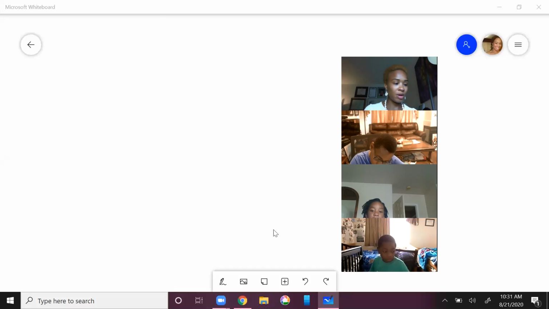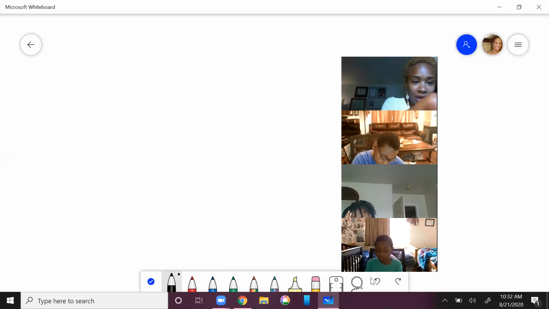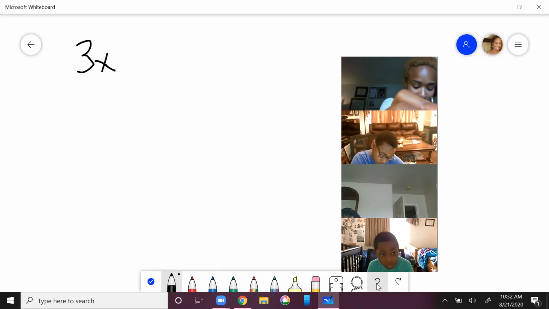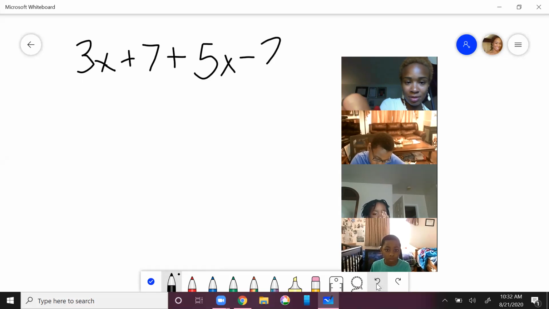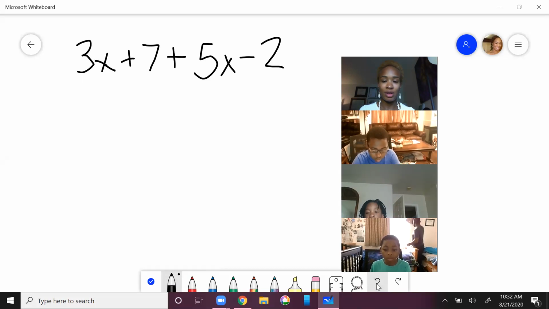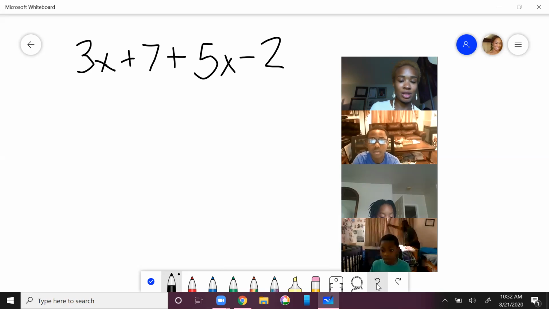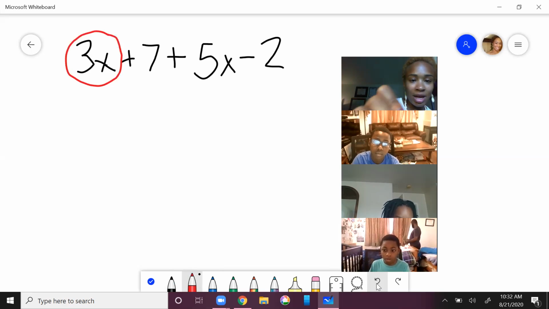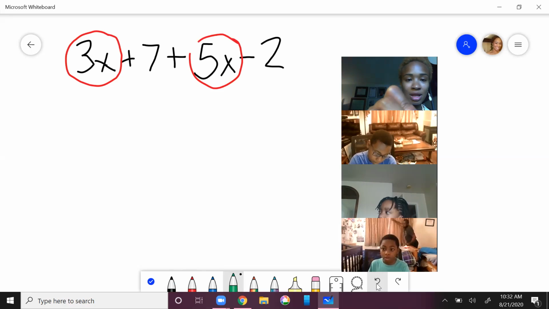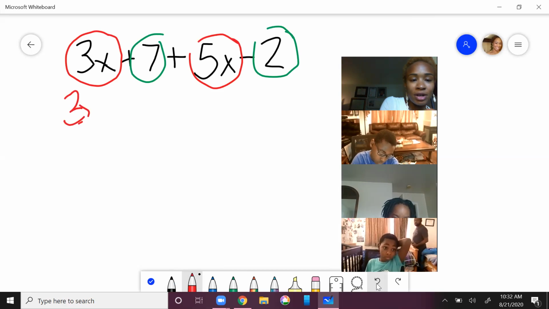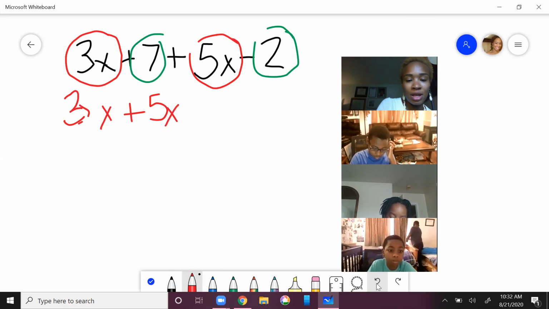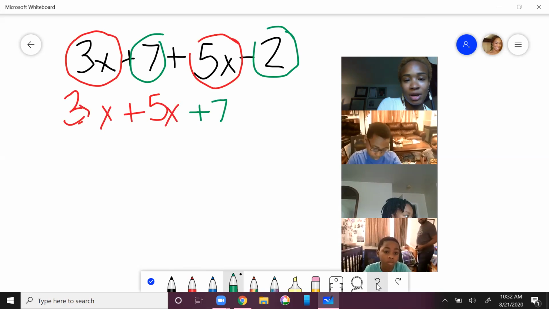Okay. So you all can see my whiteboard, right? So for that one, it's 3x plus 7 plus 5x minus 2. So everybody have that written down on your paper? You got it written down, good. Okay, so the different things here: this one has the x with it. Those two have the x with it. And then these don't have the x. So you really just rewrite these together. It's probably the easiest way to do it at first. 3x plus 5x. And then you would have the other ones, 7 minus 2.